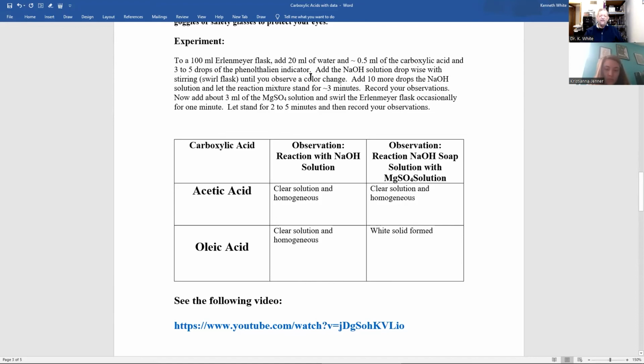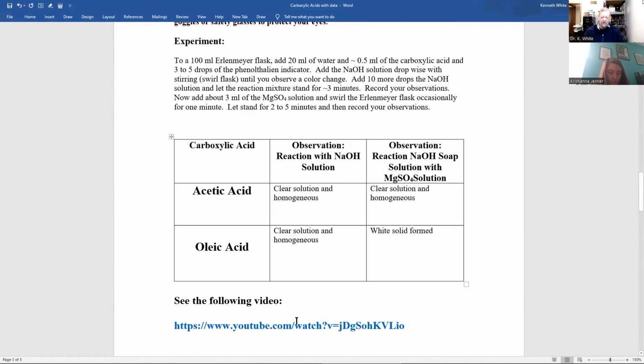Phenolphthalein indicator changes color. When it's acidic, it's clear. When it's basic, it's a wine color. And what you'll do is add enough sodium hydroxide to the mixture of carboxylic acid, one Erlenmeyer acetic, the other oleic acid, and you'll swirl it and let it sit for a little while. And then you'll add 10 more drops to make sure it's really basic. Then after that, you'll add magnesium sulfate and you'll observe it.